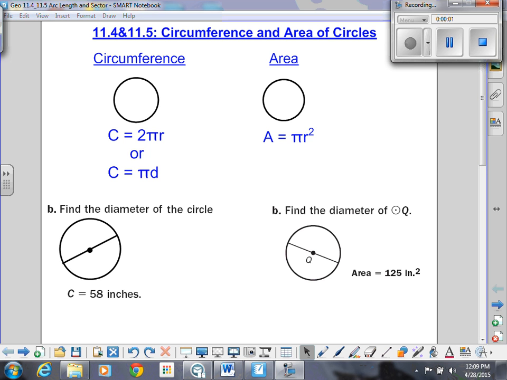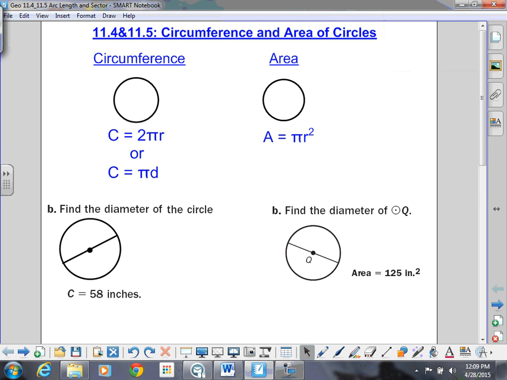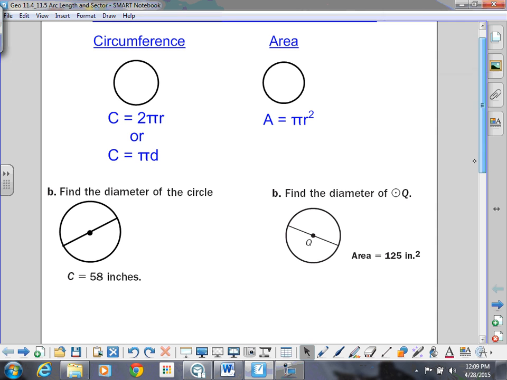First we're going to review circumference and area, and then we'll do some applications of those. So remember that circumference of a circle is the distance around the circle, and that is given by the equation C equals 2 pi r, or C equals pi times d. Remember, r is your radius, d is your diameter. So you could use either radius or diameter to find the circumference, depending on what you are given.